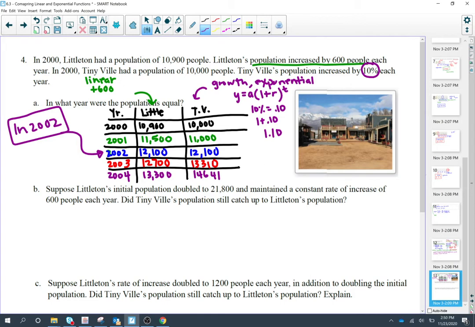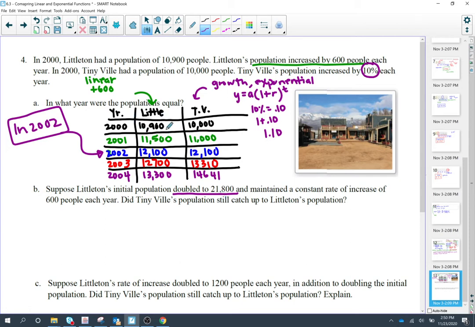Part B, suppose Littleton's initial population doubled to 21,800 and maintained a constant rate of increase of 600 people per year. Did Tinyville's population still catch up to Littleton's population? Well, one way to do that would be to continue our table. And we'd have to change a couple things because they actually want us to double. Instead of 10,900, we're going to do 21,800.